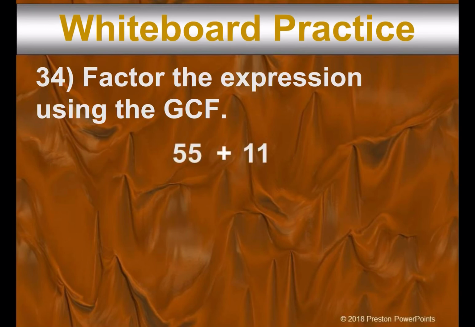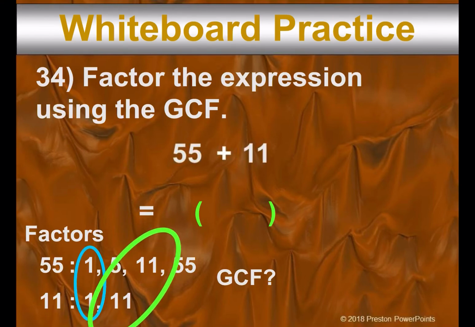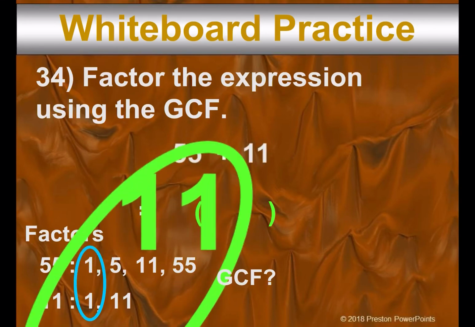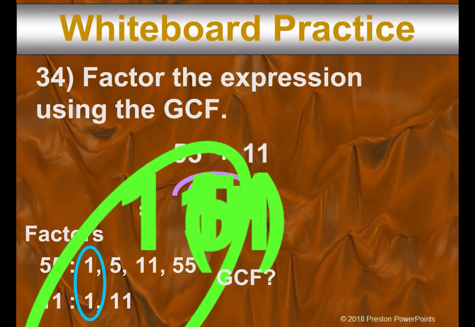So let's look at this one. What are the factors of 55 and 11? Factors of 55: 1 and 55, 5 and 11. Factors of 11: 1 and 11. So they both have 1 in common, but they both also have 11 in common. So if we pull out the 11, then what times 11 makes 55? It's 5. And then what times 11 makes positive 11? It would be 1. Sorry, I know that those don't show really quick, but we take out the 11, and then it would be 5 plus 1.